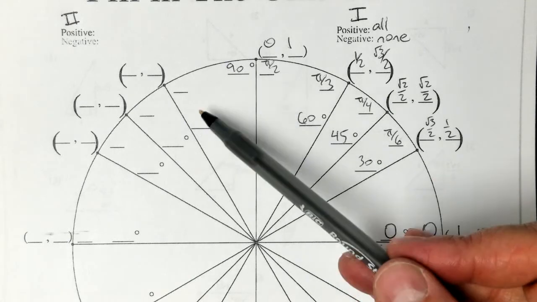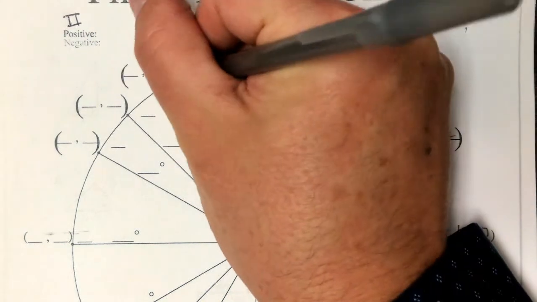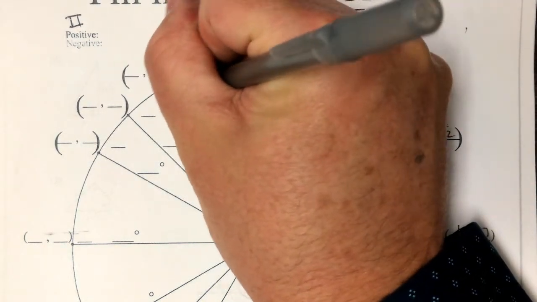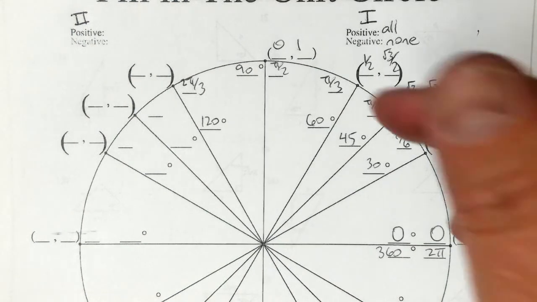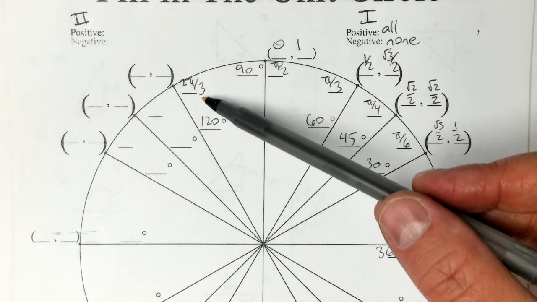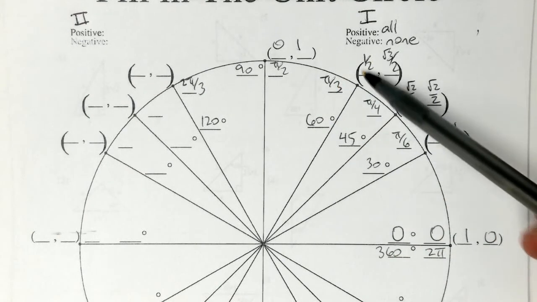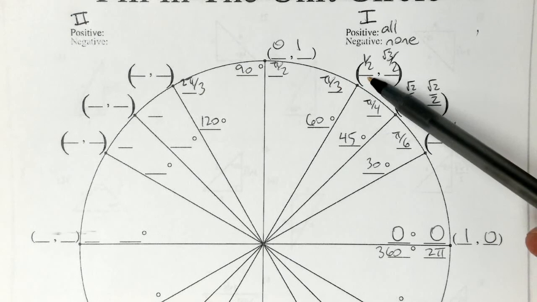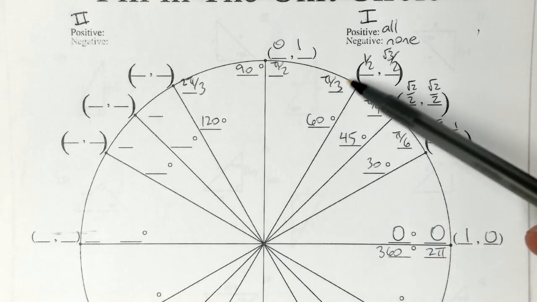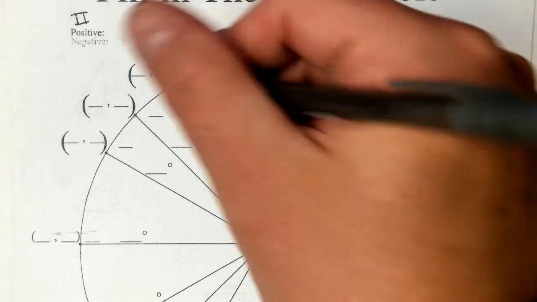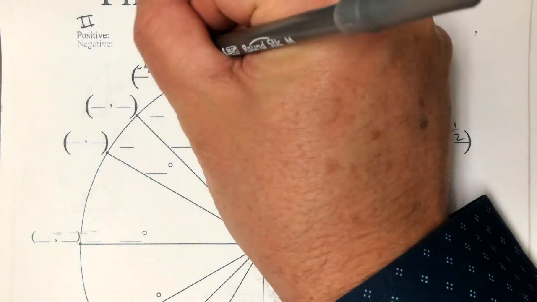Now, the next angle would be the 120 degree angle, which is 2 pi thirds. And that ordered pair, how you can remember it is you look at the pi thirds ordered pair, so you know it's going to be based on the 1 half and the square root of 3 over 2, but you're going to make your x negative. So you're going to take this half and bring it over and make it negative. And then still positive square root of 3 over 2.